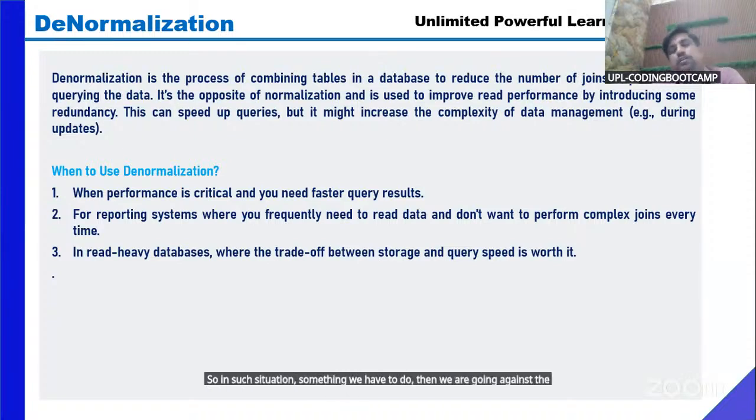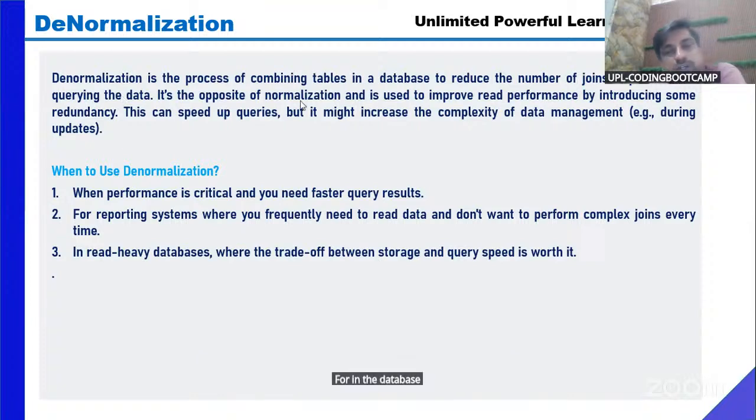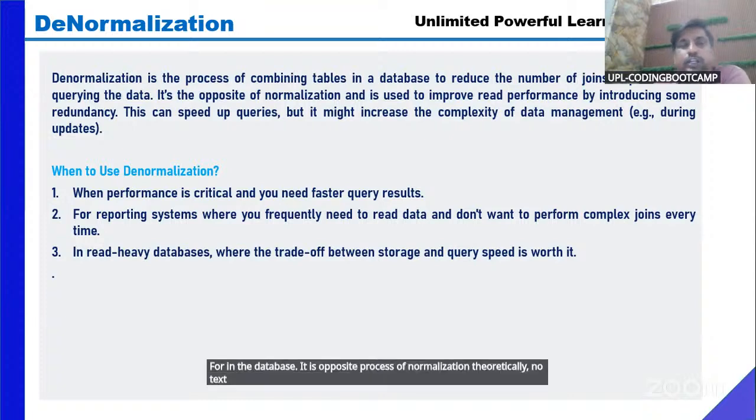So that is called denormalization. Denormalization is the process of combining tables in a database to reduce the number of joins required when querying the database. It is the opposite process of normalization. Theoretically, no textbook will tell you to do denormalization, but currently everyone is working towards denormalization. What is the objective here?